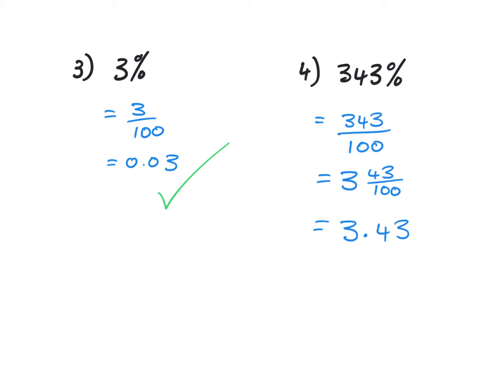The second one, a little bit more complicated, 343%, so it's 343 over 100. Simplify this fraction, 100 goes into 343 3 times, and 43 over 100 remaining. My whole number 3 stays where it is, and 43 over 100 is the same as 0.43. And if you got both of those right, once again, you won't have any dramas converting percentages to decimals.